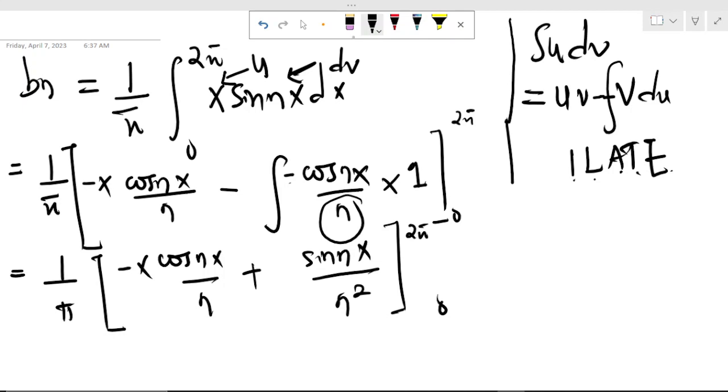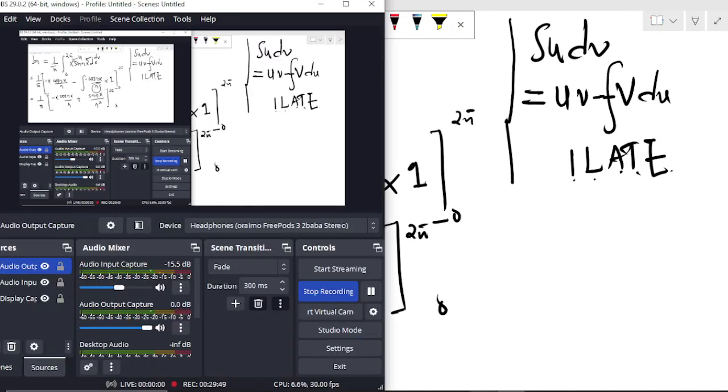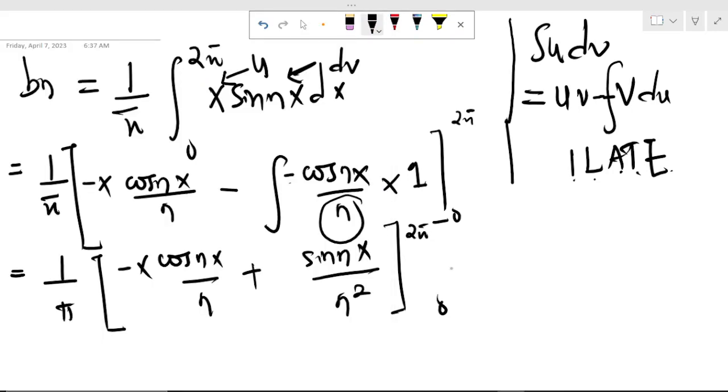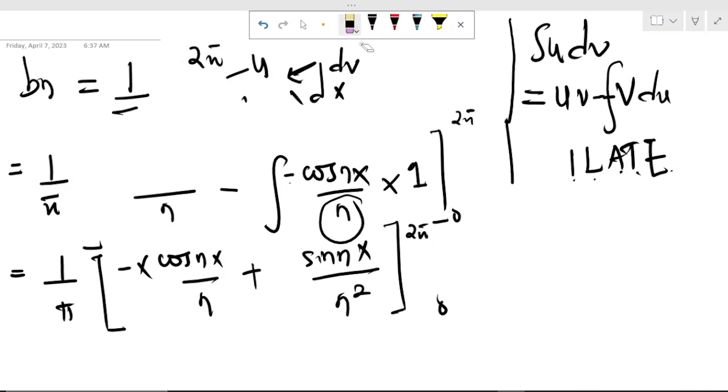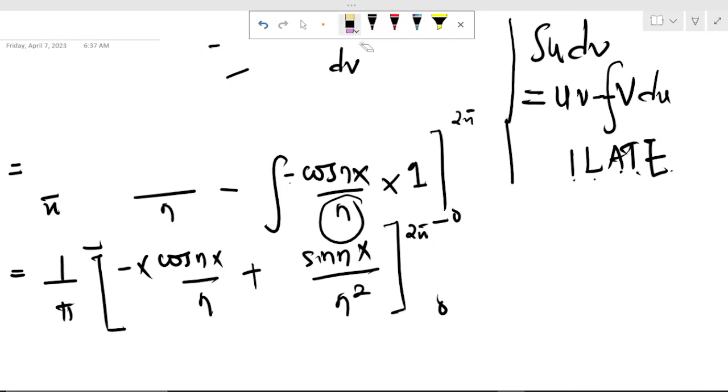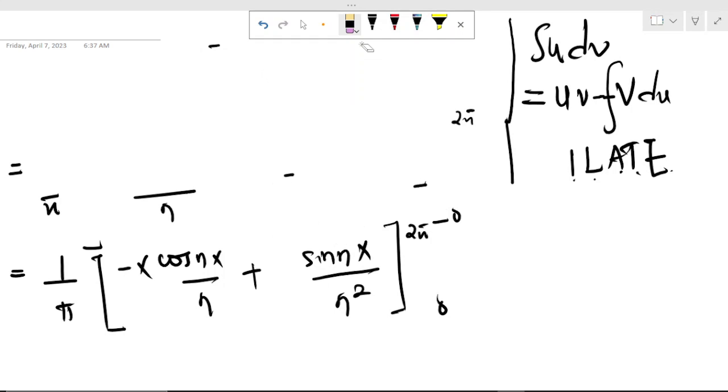I'm just going to rub the board off. So let's plug in our limits. So we have 1 over pi into minus x cos nx over n plus sine nx over n squared from 0 to 2 pi.